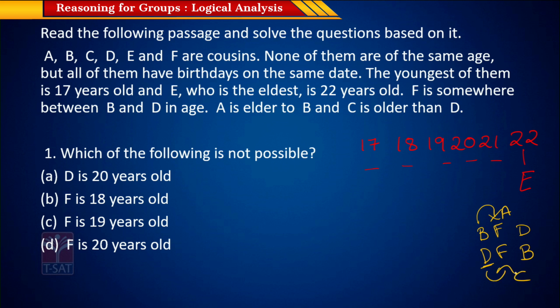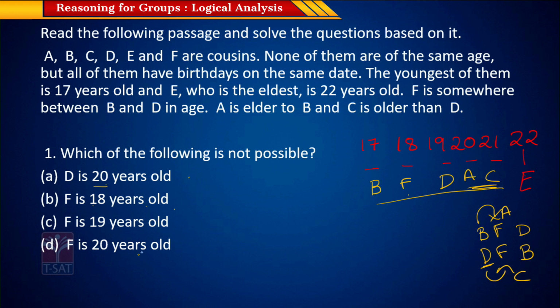So let's see what is not possible. So they're saying that D is 20 years old. So is this possible? Of course. If D is here, we can say that B is here, F is here, and A should be on the right of B and C should be on the right of D. So this is very much possible. So this is not the right answer. F is 18 years old. So from this arrangement itself, we can see that F can be 18 years old, definitely.